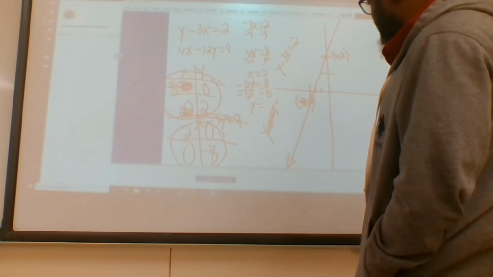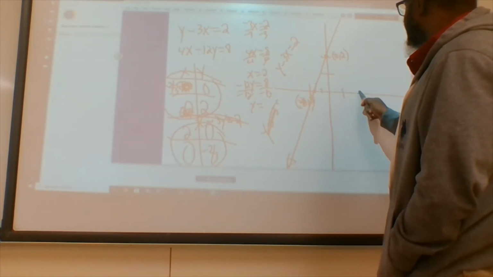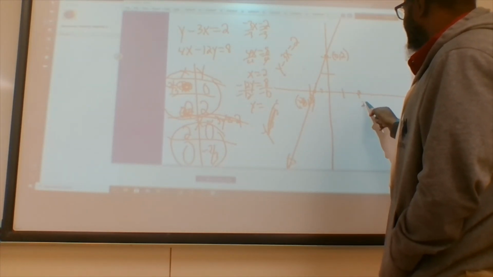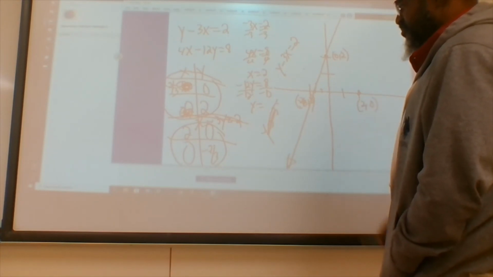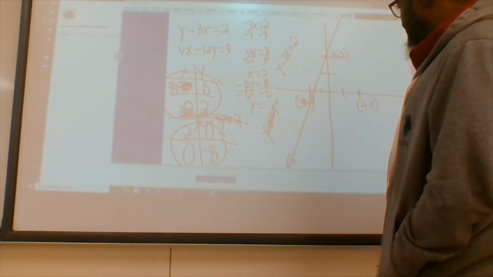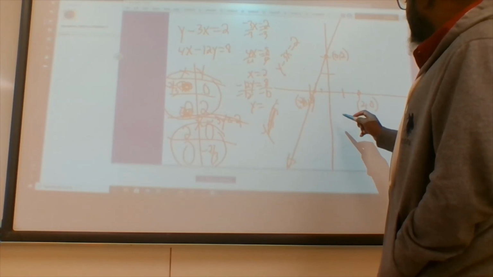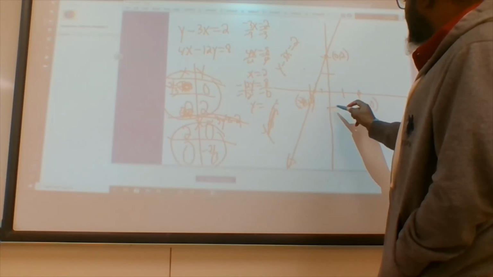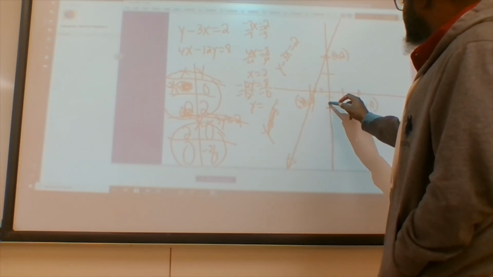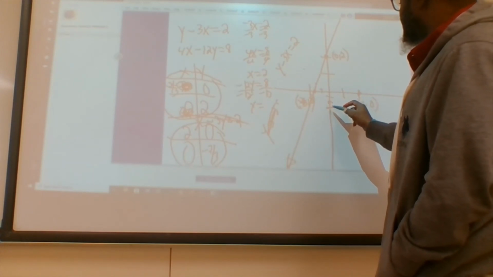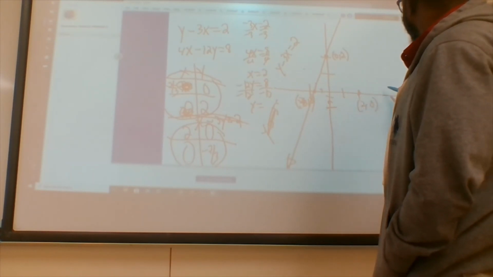The second one is 2, 0. 1, 2. That will be 2, 0. And negative 2/3. That will be 1. Break that into 3 pieces. That will be negative 2/3. Negative 2/3. Then you connect them.